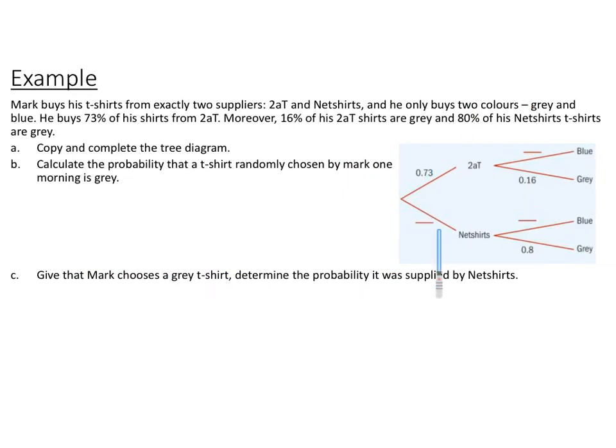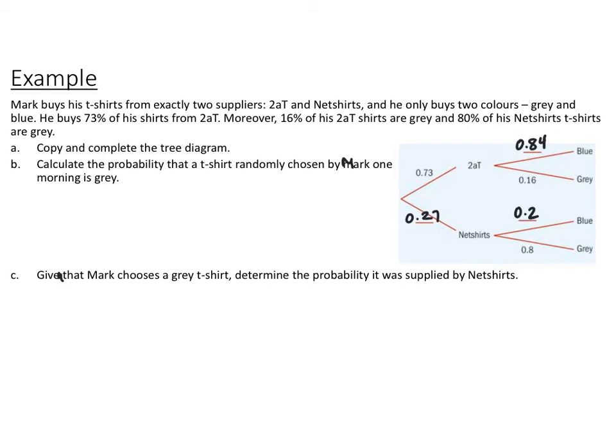So on this one, we have a partially filled out tree diagram. It says that Mark buys his t-shirts from exactly 2 suppliers, 2AT and Net Shirts, and he buys only 2 colors, gray and blue. He buys 73% of his shirts from 2AT, so that shows this 0.73 right here, and 16% of his 2AT shirts are gray. 80% of his Net Shirts are also gray, so that's all filled in. And then we want to finish filling in the tree diagram, so remember that all probabilities have to add up to 1. So go ahead and pause the video and finish filling out the tree diagram.